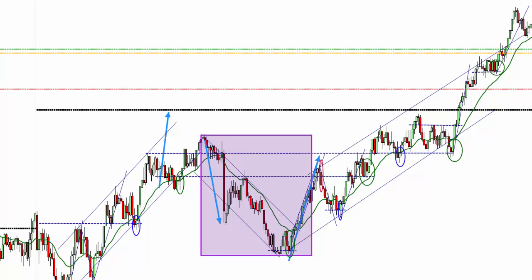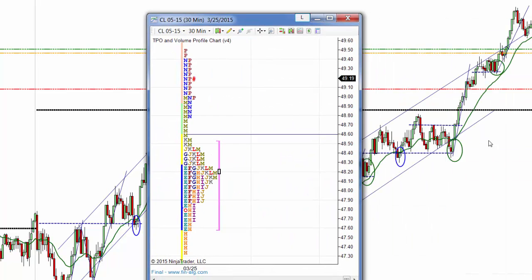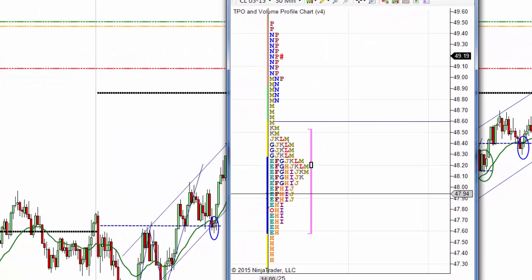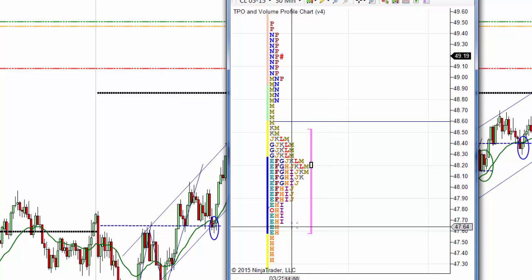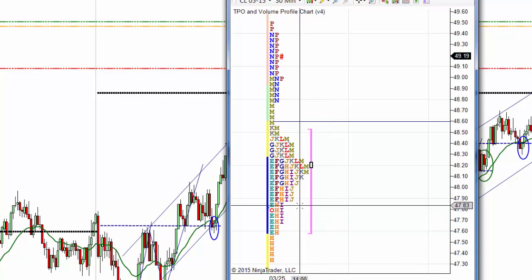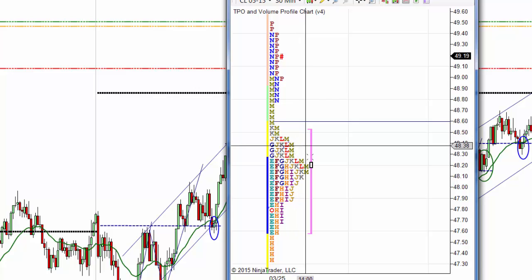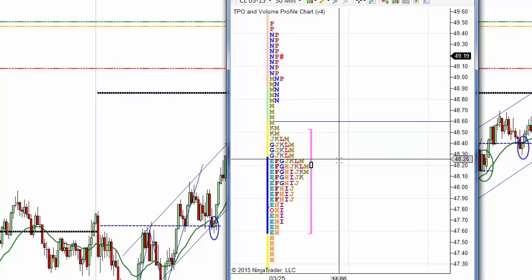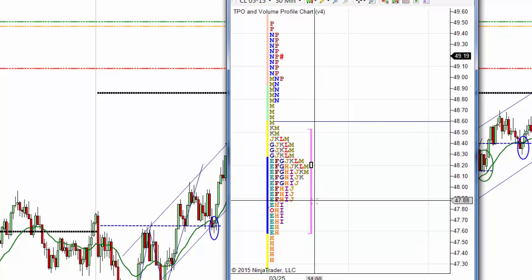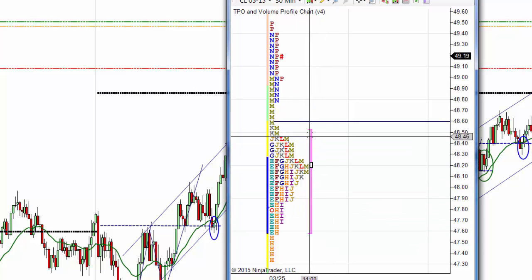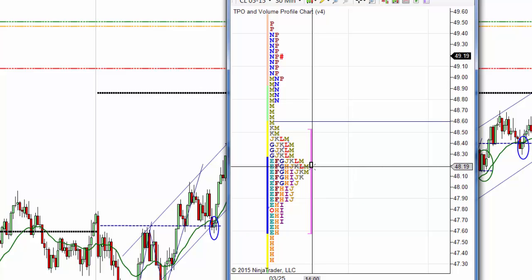Let's take a look at a TPO. I haven't shown one of these for a while. For those of you that are familiar with it, this is market profiling, the TPO: time, price, and opportunity. Anytime you see the price trade between these, this is where price traded most of the time today. Between these is the extension, and most volume occurred at the price of 48.19.